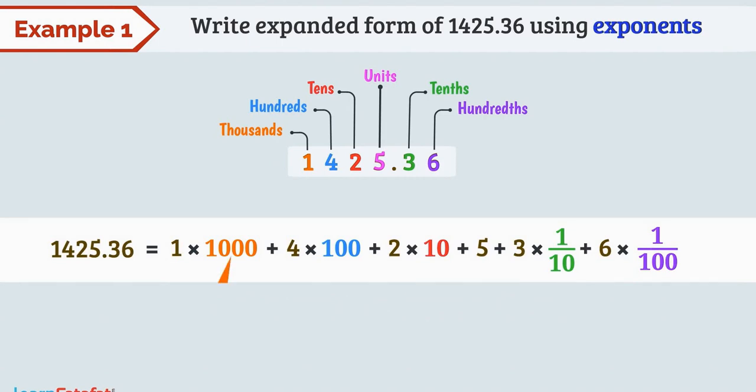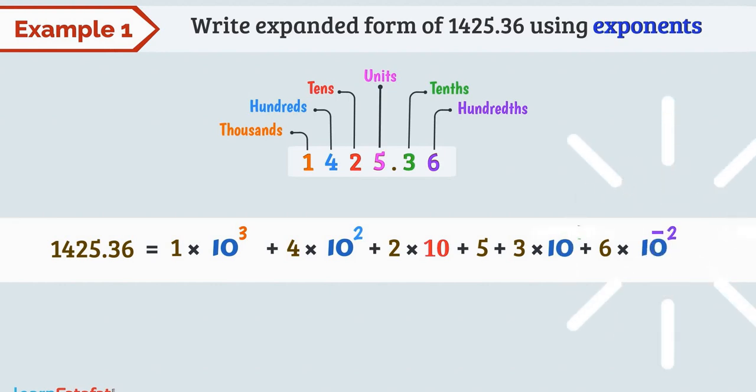Here, 1000 is 10 into 10 into 10 or simply 10 raised to the power 3. Similarly, 100 is 10 raised to the power 2. 10 has power 1, so we will not show it. 5 is at units place, so write it as it is. 1 by 10 can be written as 10 raised to the power minus 1. Similarly, 1 by 100 can be written as 10 raised to the power minus 2.